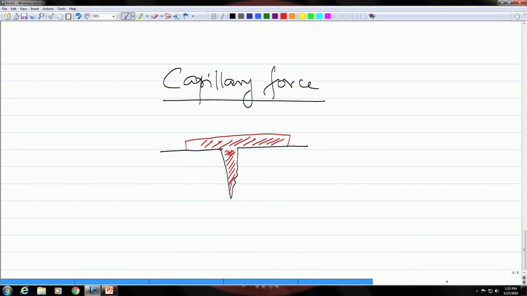If you see the method as such, now that we have understood the basic principle, we can go to the method and see how exactly it is done. So, the first step, as I told, is surface cleaning or surface preparation.